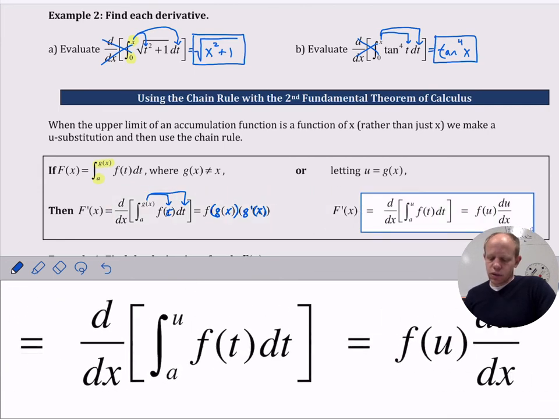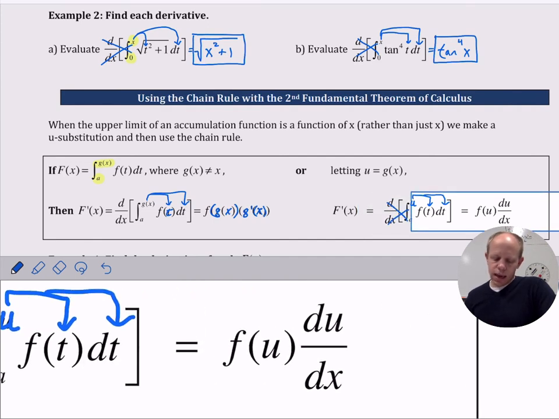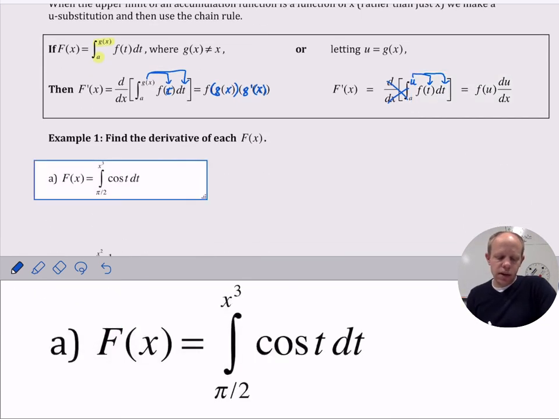So I kind of like to use this over here a little bit better. Think of this g at x as just some other function u, and now the u is going to go in for t here and here. Those cancel out, and you're left with f at u times the derivative of u. So let's give this a try here.